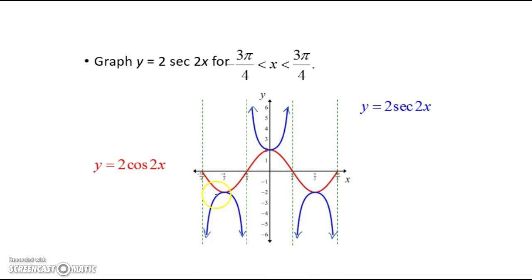So we graph first that cofunction. This red function was y equals 2 cosine of 2x, and we can go from the maximums and go up, and we can go from the minimums and go down. Doing it that way, we're guaranteed to always get an accurate graph of the secant function. So the blue function here is y equals 2 secant of 2x.